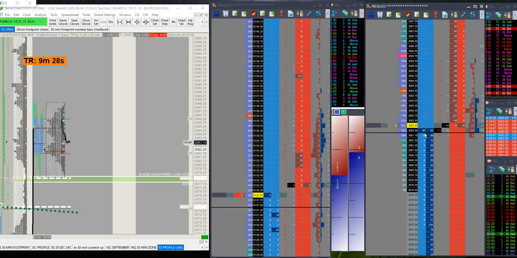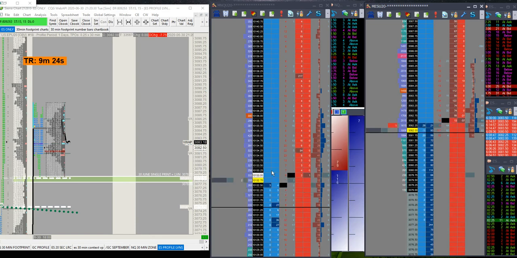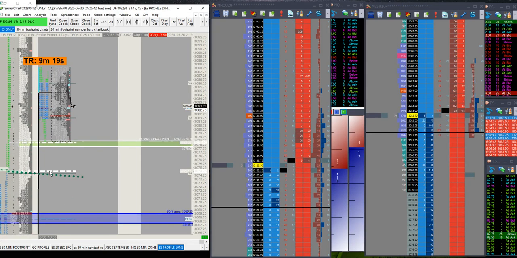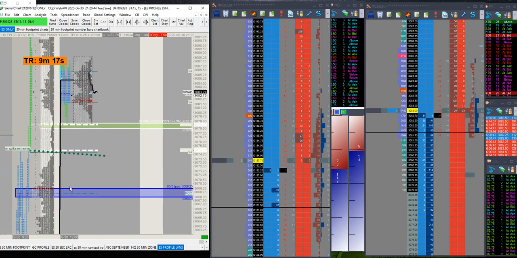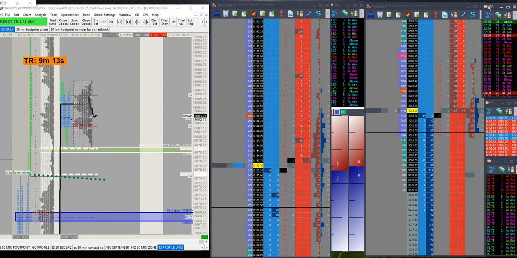I generally like to keep my micros to 10, 15 contracts. If I have a bias, I'll buy some here and then I might add some here, with the micros. But again, I like to leverage that with the tape. As you can see now, ES has some buying coming in.